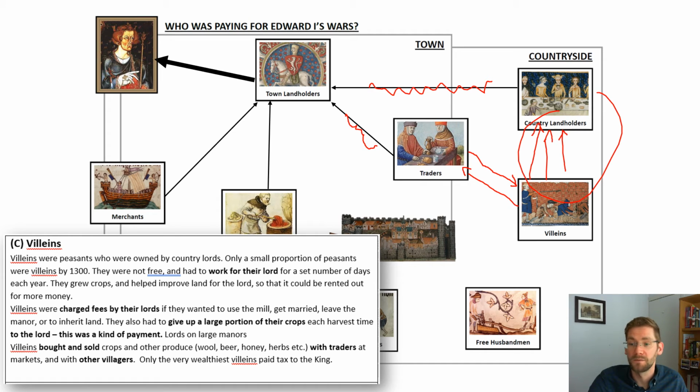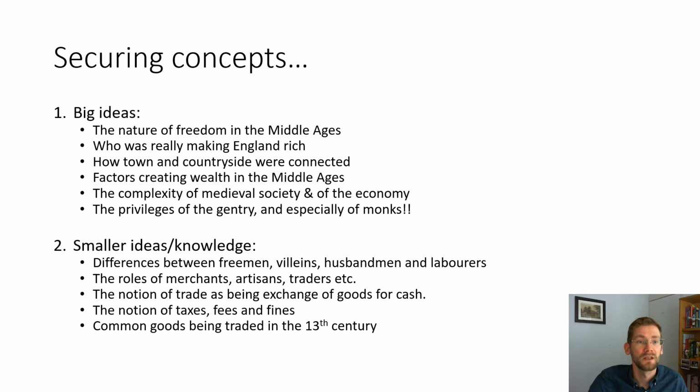So another thing that you might like to have a look at as a way of putting principles back into your units. It secures lots of concepts as well. So the nature of freedom in the Middle Ages, who was making England rich, how town and countryside were connected, factors connecting wealth in the Middle Ages, complexity of medieval society, privileges of the gentry and especially of monks. And if you have a look at the monks card, you'll see that they get a really free ride, and that can really underpin work on the Reformation and understand why people were, or certainly why the king was quite angry with monks in the Reformation.